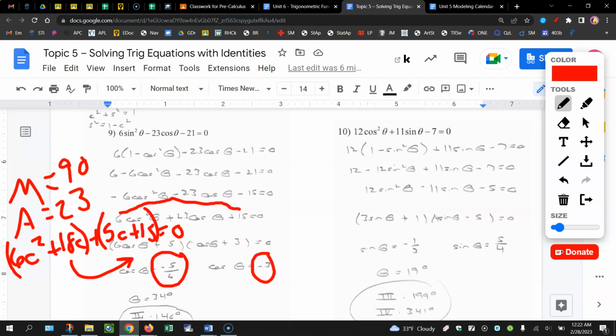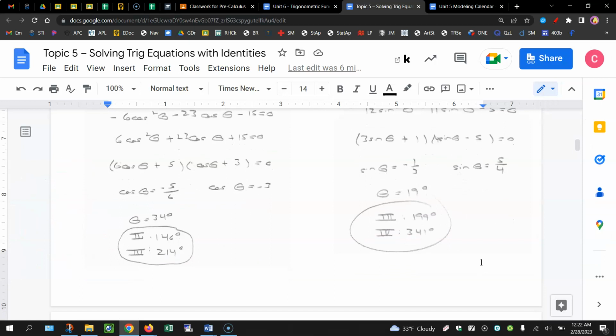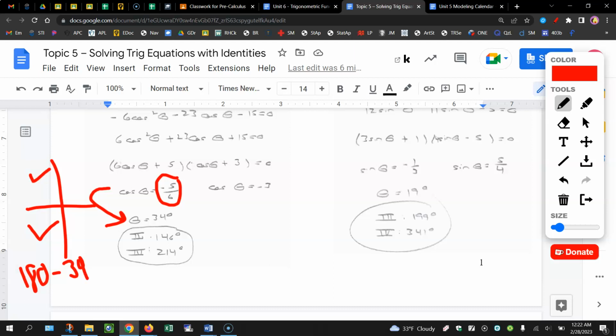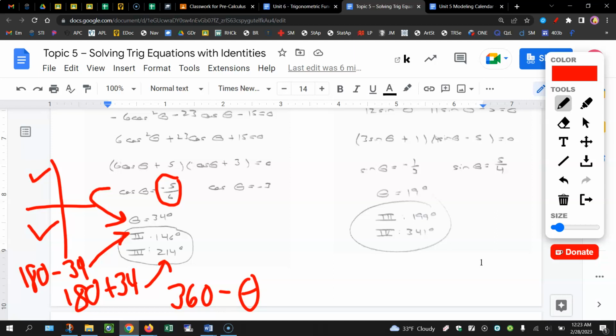So just to recap on those two, I'm just going to scroll down here. When cosine theta equals negative 5/6, we're not going to type the negative into the calculator, so you're going to do second cosine or inverse cosine of 5/6. You're going to get 34 degrees. Cosine is x. X is negative in quadrant 2 and quadrant 3. So what we're doing in quadrant 2, we're really taking the 180 degrees minus the 34. That's where the 146 comes from. And in quadrant 3, we're taking the 180 degrees plus the 34. That's where the 212 comes from. If it was in quadrant 4, we would do 360 minus the angle, in this case, 34. But we don't have to.